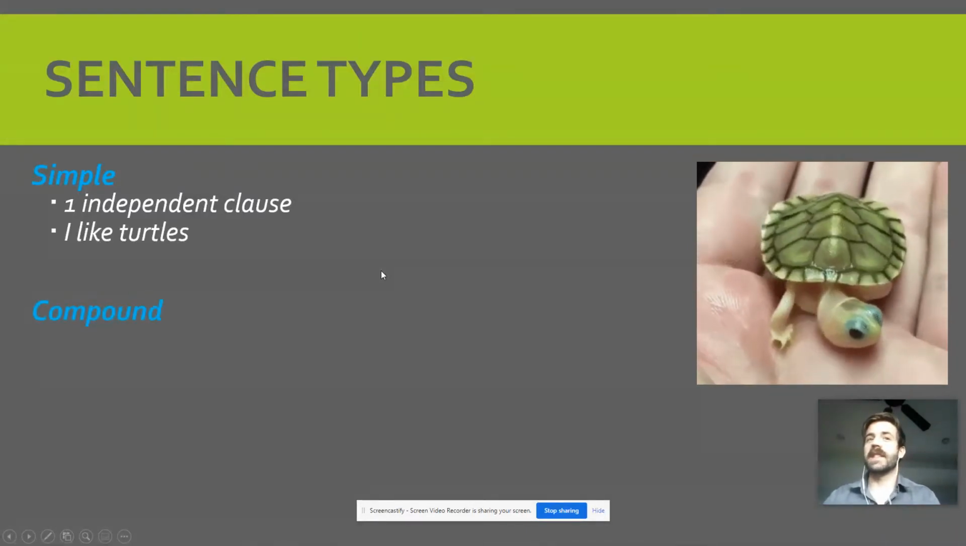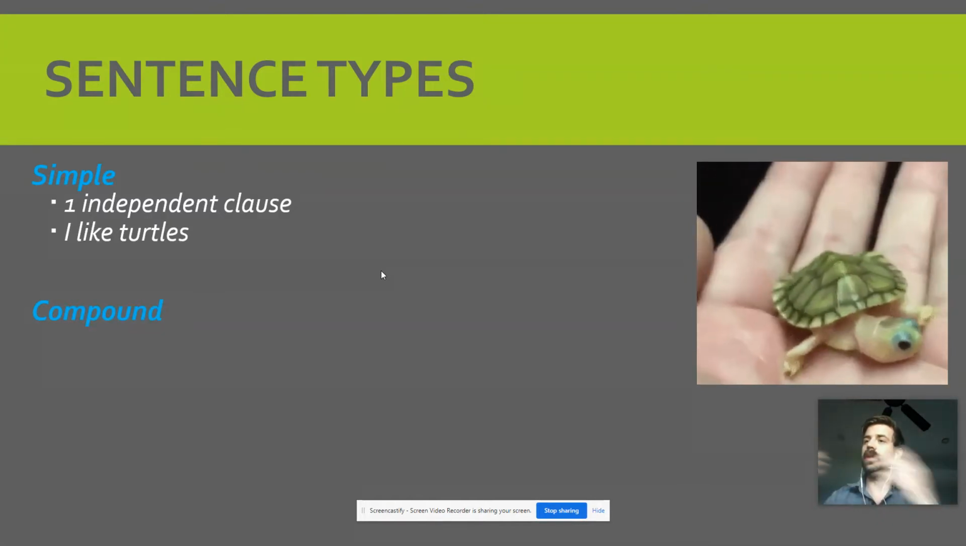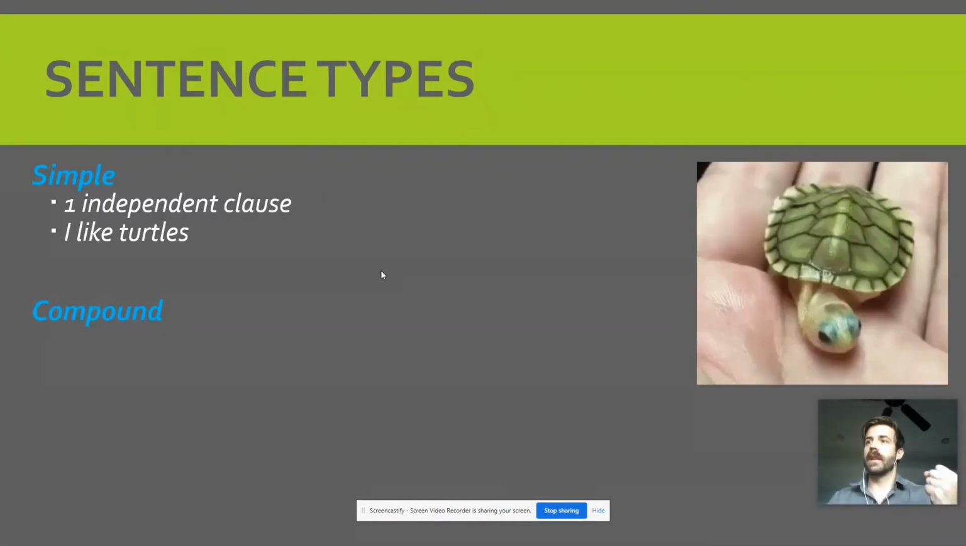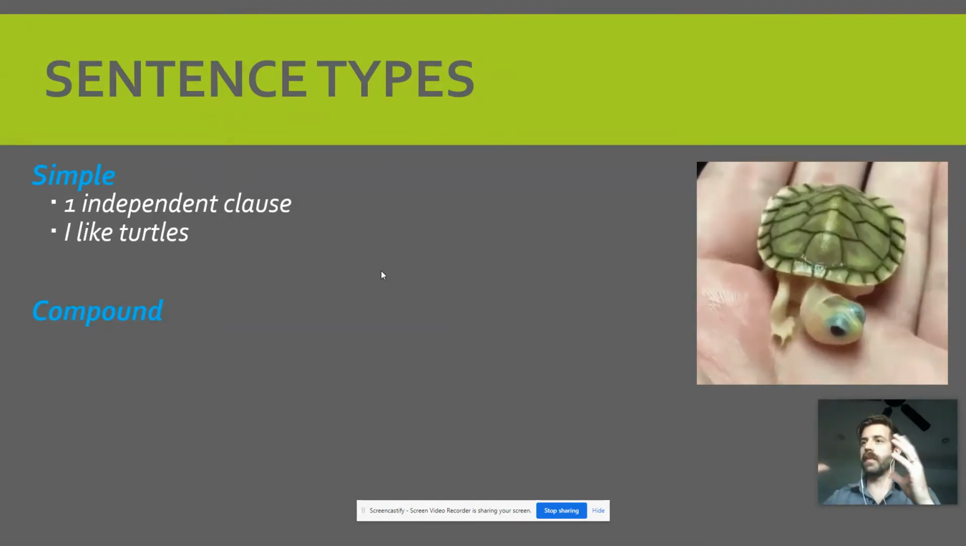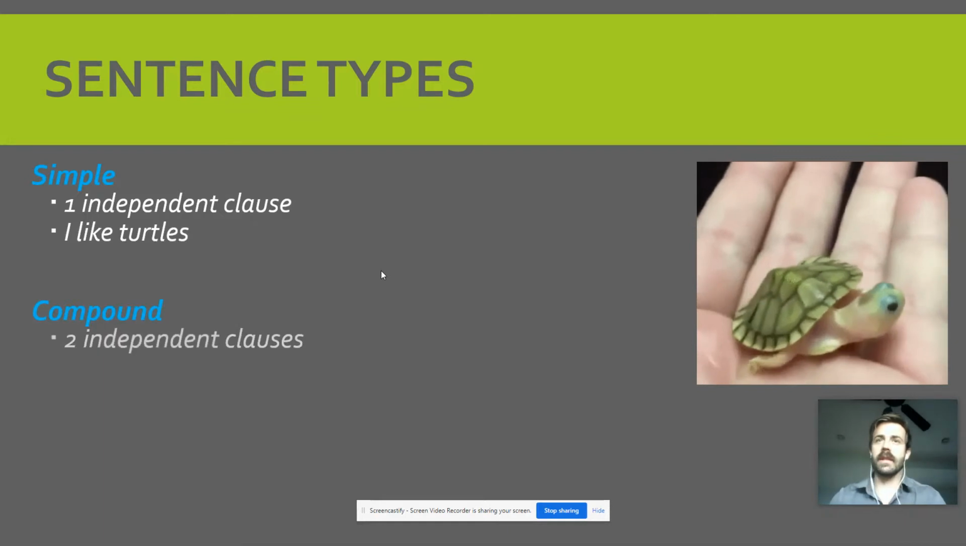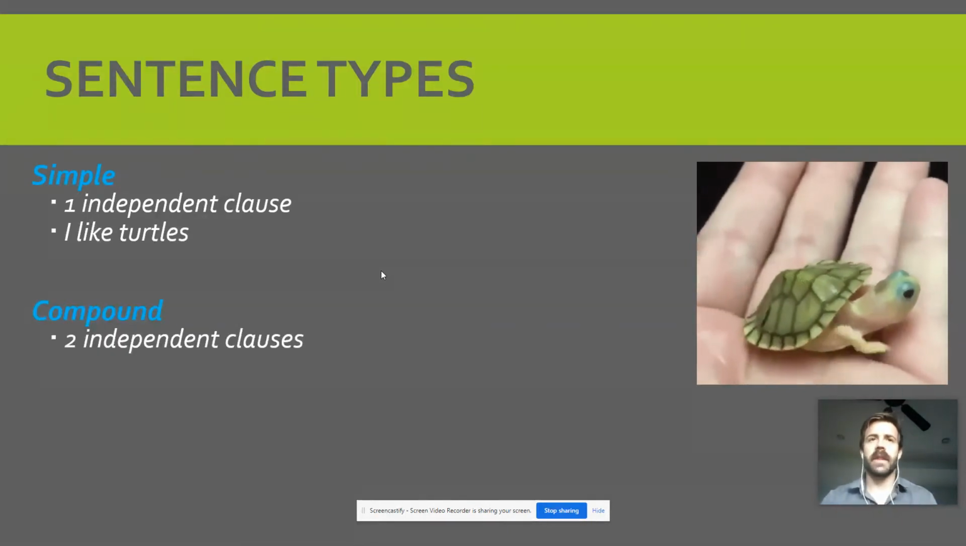Second type of sentence is a compound sentence. What a compound means is like two things stuck together. Like a compound word is two words stuck together, or a compound in chemistry is made up of a bunch of different molecules or elements. Hope I'm getting that right. You can correct me. You can make angry comments on my YouTube video if I got that wrong.